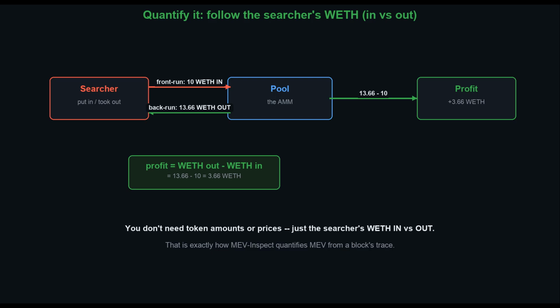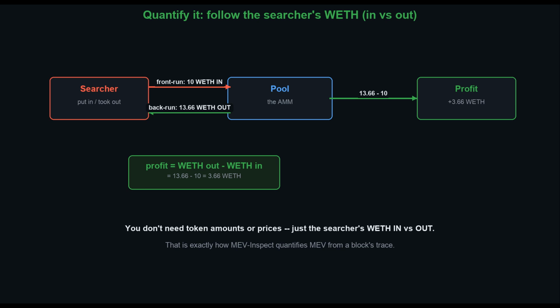And here's how you quantify it from the trace on the diagram. Forget the tokens for a second and follow only the searcher's WETH. On the front run, the searcher sends 10 WETH into the pool. On the back run, the pool sends 13.66 WETH back to the searcher. That's it, that's the whole measurement. WETH out, 10, WETH in, 13.66, so the profit is the difference, 3.66. You didn't need the token amounts or the prices, just the searcher's WETH in versus out.